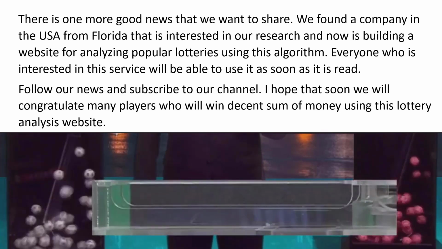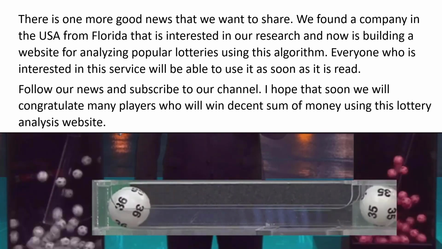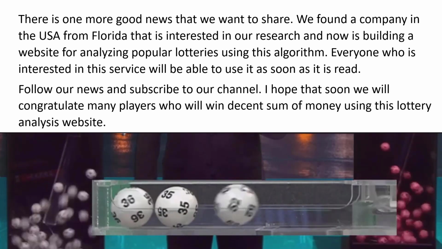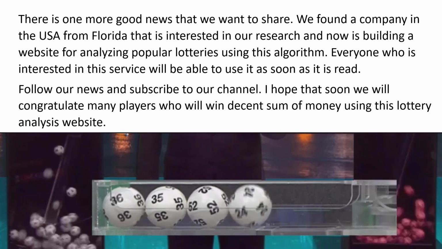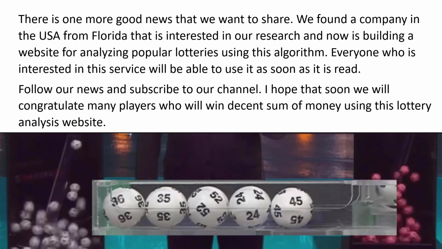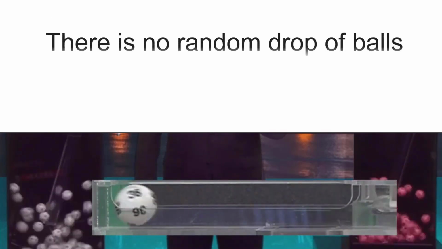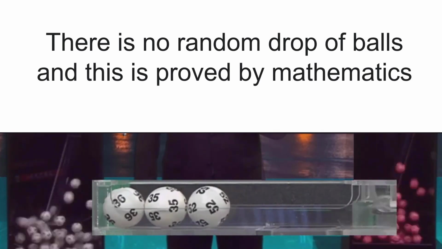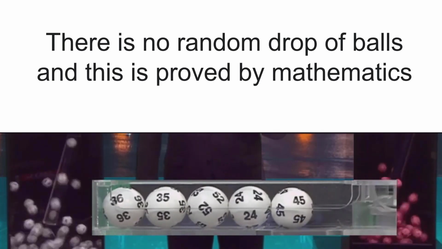I hope that soon we will congratulate many players who will win decent sum of money using this lottery analysis website. There is no random drop of balls, and this is proved by mathematics.